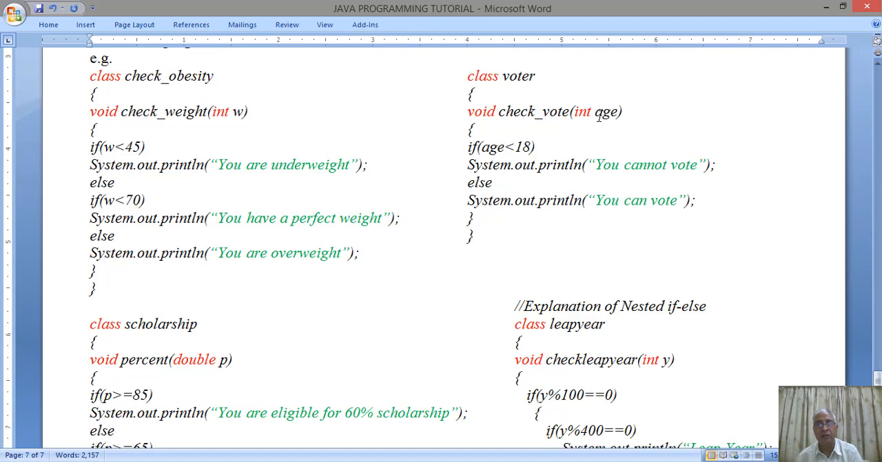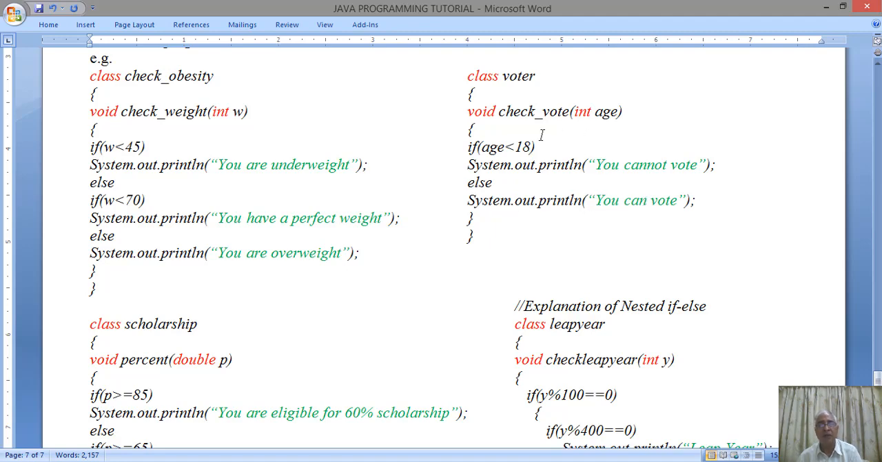So we have void check vote int age. Age is taken for the input of the person, and if age is less than 18, then print you cannot vote, else print you can vote. Simple program, because in our country we have a rule that a person above 18 or 18 years can vote. So less than 18, means 1 to 17, will not be able to vote, so we are printing you cannot vote, and 18 years of age or above will be able to vote, so it will print you can vote.